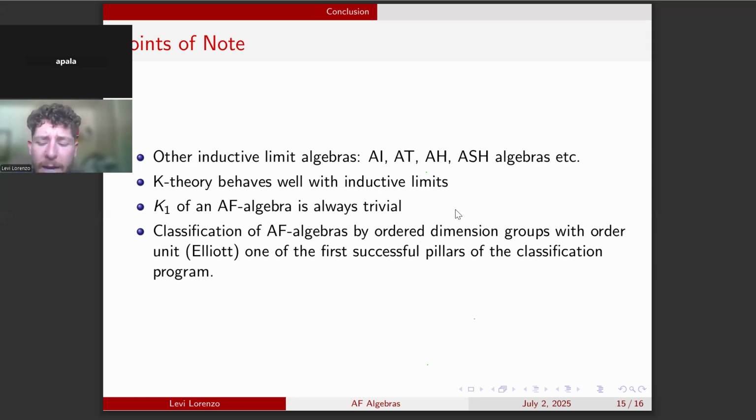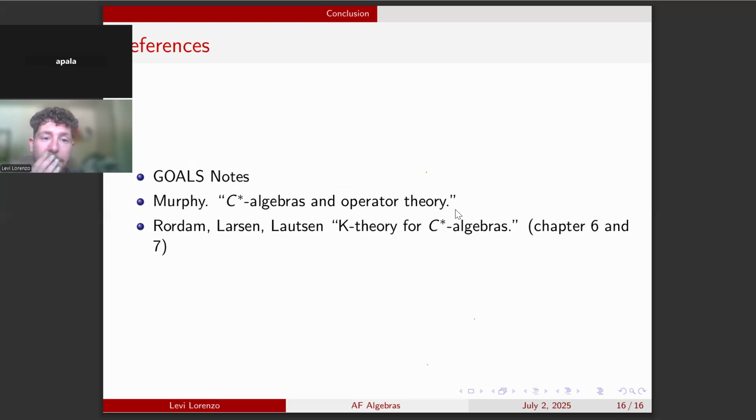If you're interested in learning more about these things, the references I looked at: the Goals notes are obviously very nice, and there are some exercises in there that are good to work on. There's also Murphy, I forgot to put what chapter, but there's some information there on inductive limits and AF algebras. And maybe with a little bit of personal bias, I like Rørdam's chapters 6 and 7 on these things. It's all in the context of K-theory, but you can learn the AF algebra material without necessarily knowing what K-theory is yet.